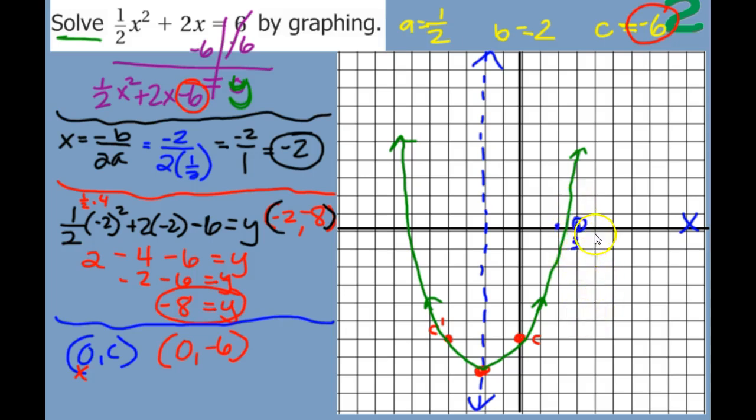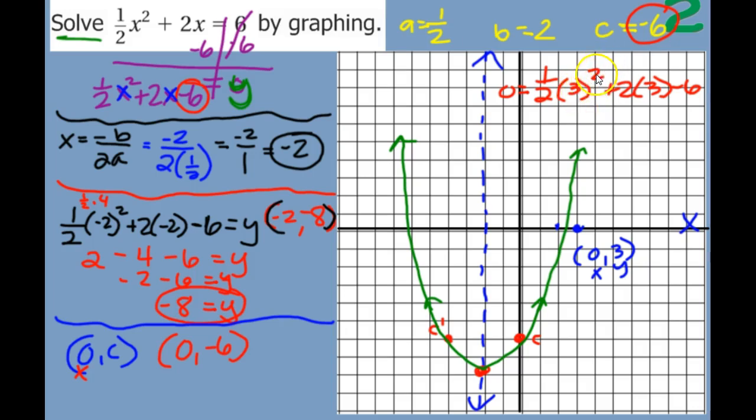So what this is telling me, this point right there, if we wanted to cross there, that point would be 0, 3. So if we plug in x is 0 for the x's, we should get out 3 for y. If not, that's not where our graph crosses the x-axis. So let's plug in a 3. We have 1/2 times 3 squared plus 2 times 3 minus 6. We need that to equal 0.